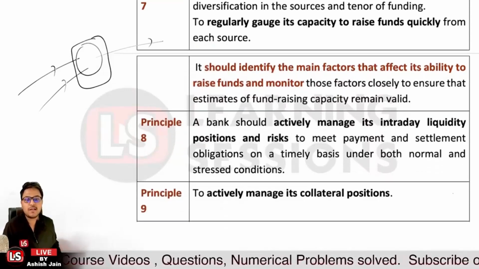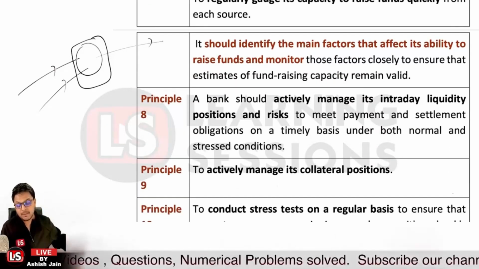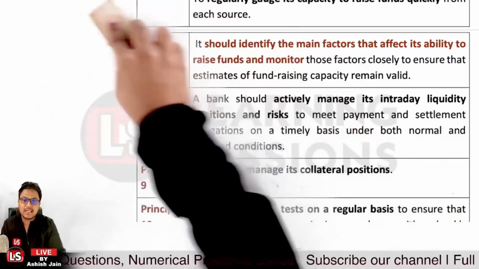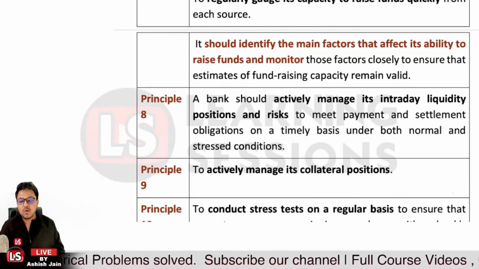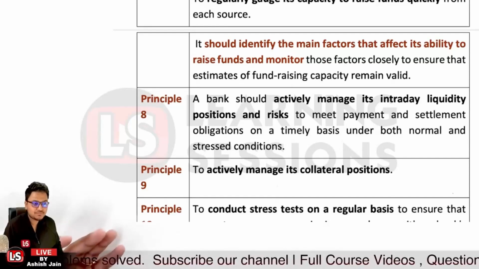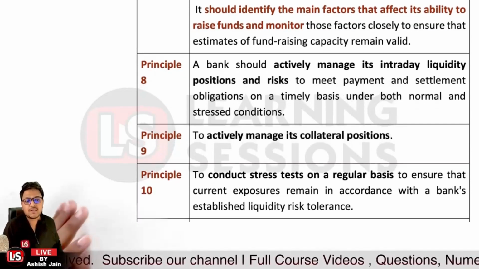Okay. Then further, it's related to principle 9 over there, that we must be particularly be managing our collateral positions actively. That must be managed. Then what are the collaterals that we are having right now, based upon what we can actually be raising the liquidity in future. Okay. The principle 10 is actually related to what?